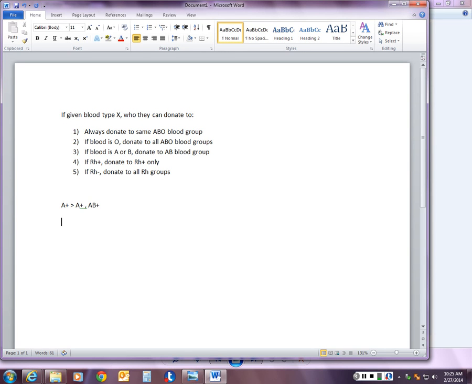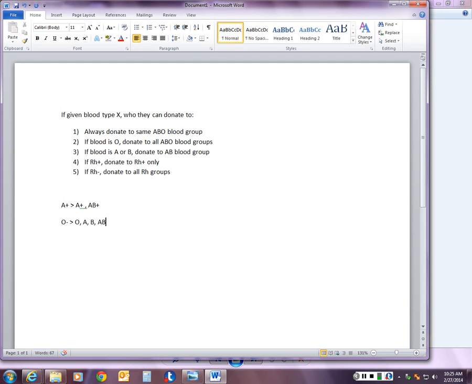I'm going to do one more example, for a person who is O negative. Who could that individual donate to? Well, let's follow the rules. Rule number 1 says that you can always donate to your same ABO type, so we put O. According to rule number 2, we have to put all ABO groups. So now we put A, B, and AB, and that completes all of the ABO groups.